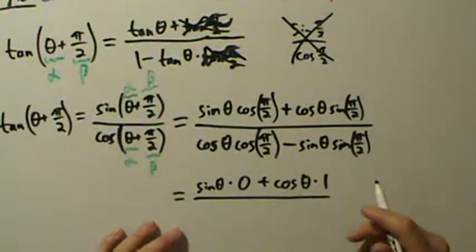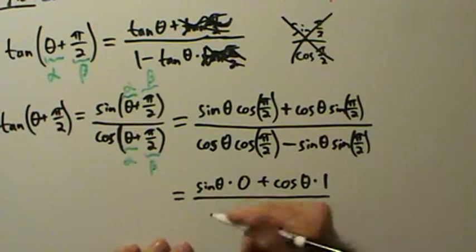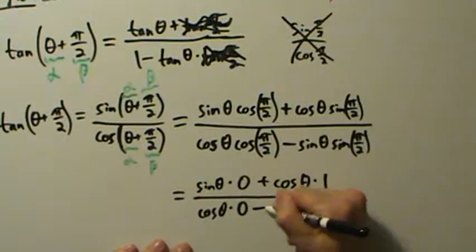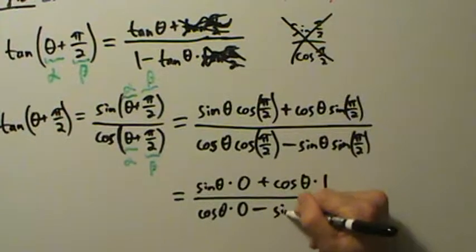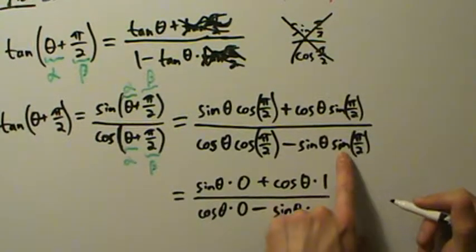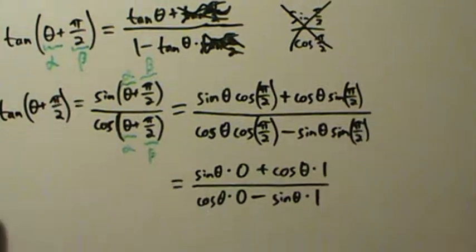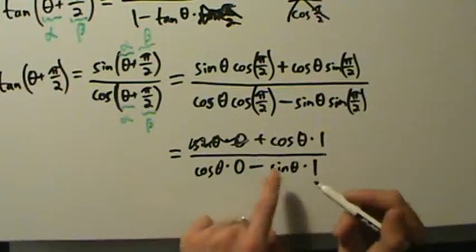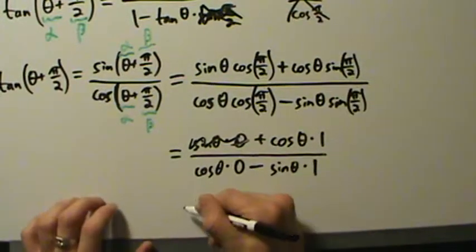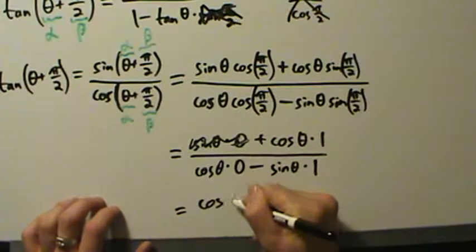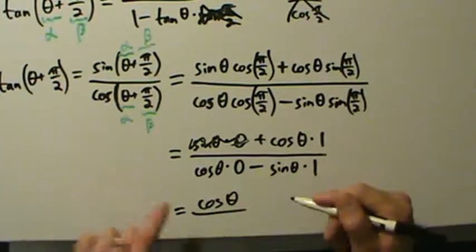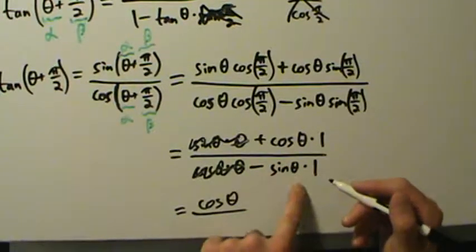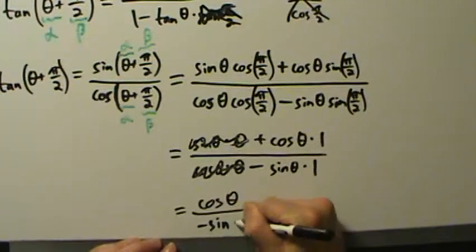Then on the bottom we have cosine of theta times cosine of pi over 2, so that's cosine of theta times 0. And then minus sine of theta times sine of pi over 2, again that's just 1. Okay, so sine of theta times 0 is just 0, that goes away. And then on the top we just have cosine of theta times 1, which is cosine of theta. And then what happens on the bottom? Cosine of theta times 0 is just 0, so that goes away. Then we have negative sine of theta times 1, so that's negative sine of theta.